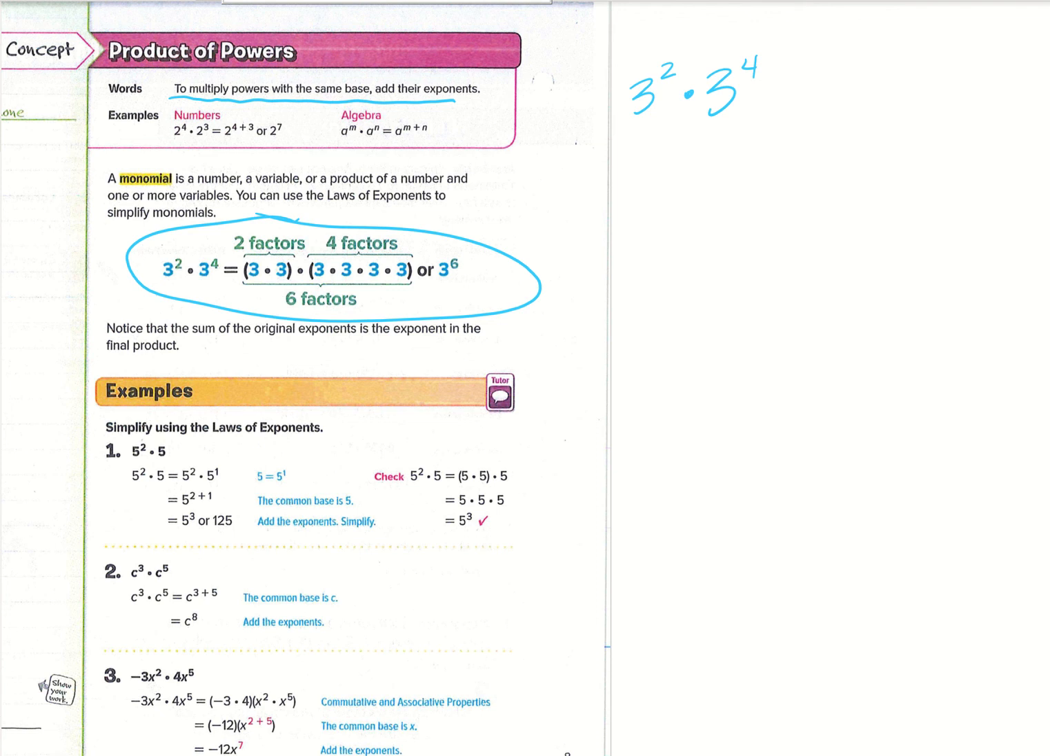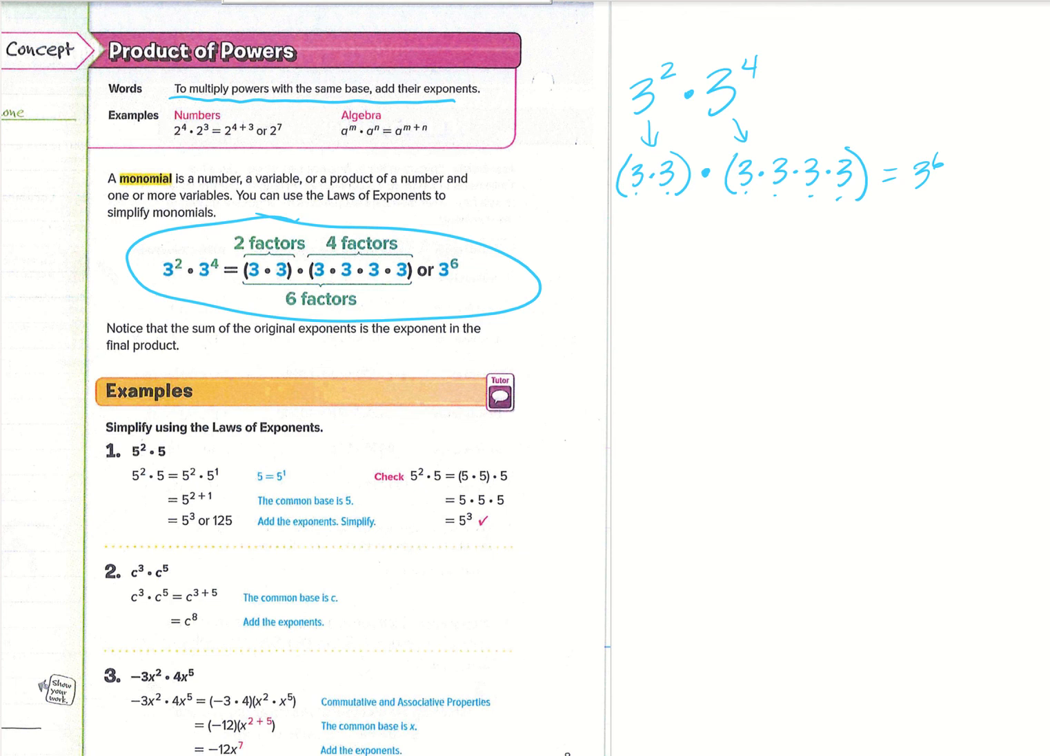Okay, if we were to go ahead and write that out, that would be 3 times 3 times 3 times 3 times 3 times 3. Now you can see, because this is multiplication right here, everything's just being multiplied together. So now we have 1, 2, 3, 4, 5, 6 threes being multiplied together.